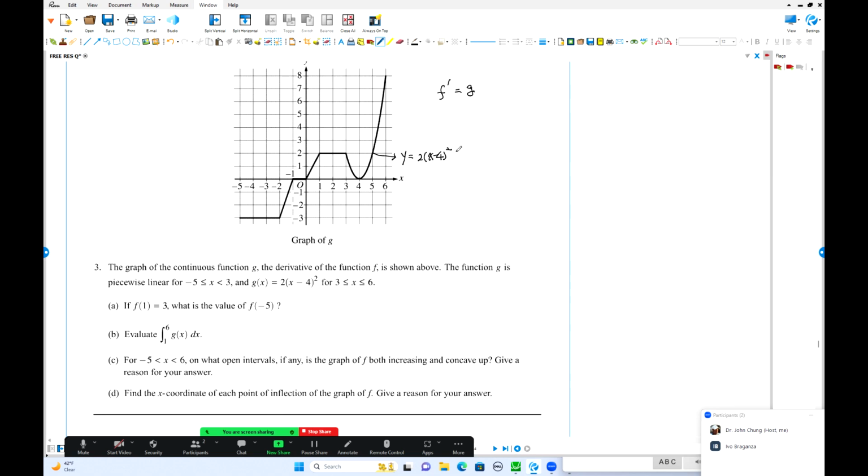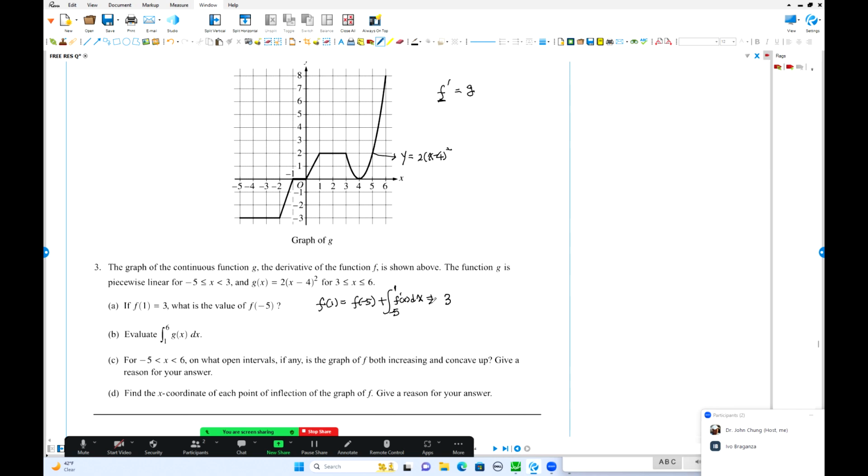If f of 1 is 3, what is the value of f of negative 5? This is the graph of g. f is the original function, right? The antiderivative. Using the fundamental theorem of calculus again, f of 1 equals f of negative 5 plus the integral from negative 5 to 1 of f prime x, isn't it? That's the fundamental theorem of calculus. But f of negative 5 we don't know, but f of 1 is 3.